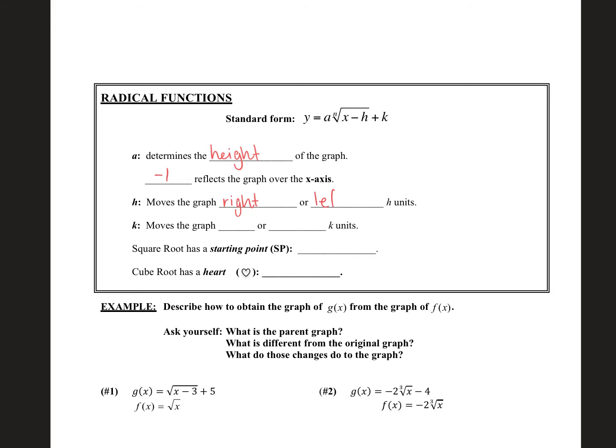Right or left. And just a thing to be aware of, in our standard form, it's x minus h. So that means we have to take the opposite of h when we're moving our graph left to right. So if what's under the radical is like x plus h, we're really going to be moving to the left. And if it's x minus h, we're going to be moving to the right. So it's kind of opposite of what you would normally think. And then k is going to move the graph up or down.